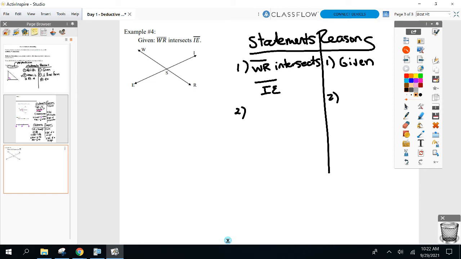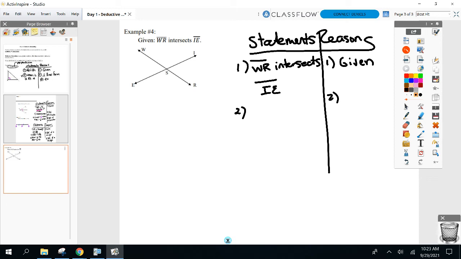Emma? WR and EI intersect at point S. Okay. I was going to try to get a little more than that. I'm trying to get vocabulary from Unit 1. There we go. Angle WSI is vertical to angle ESR. Everyone hear that term? Vertical, remember those?